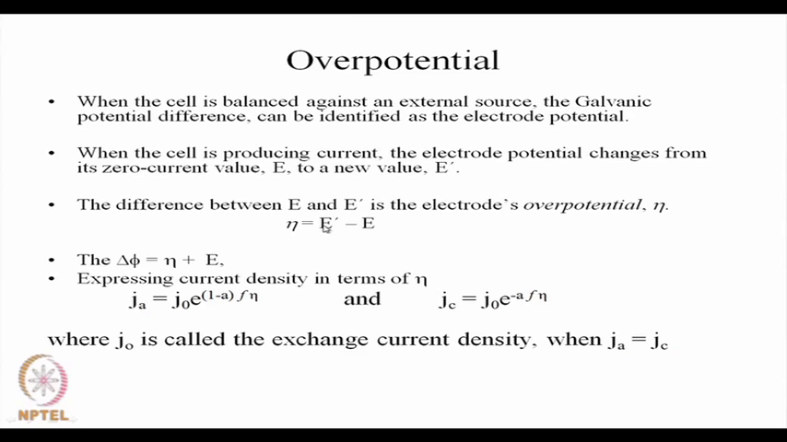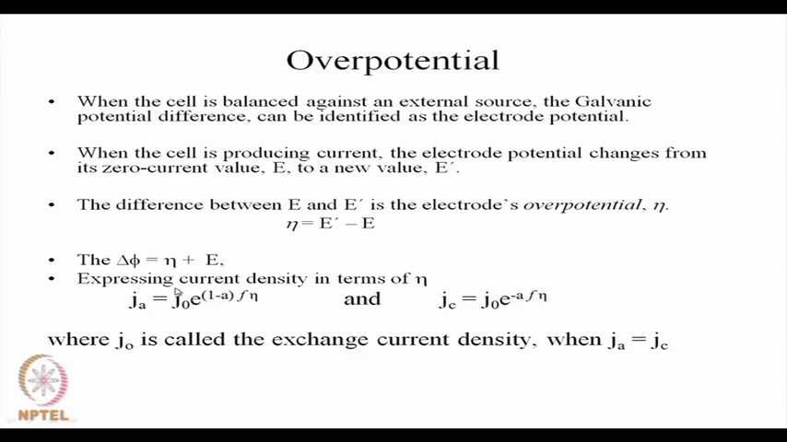So, it is the potential when it is producing current, and it is the potential when it is exactly under reversible situation, that is exactly balanced against an external source. So, delta phi is n plus eta plus E.